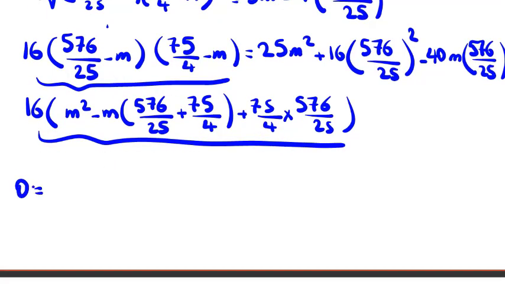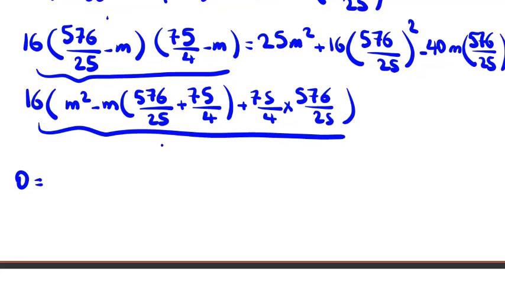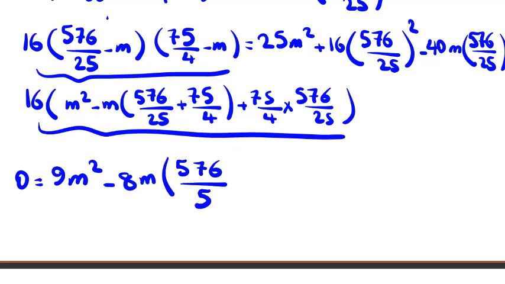I take all things to the right hand side, and then I have the quadratic formula. 25m squared minus 16m squared, which will be 9m squared. Then I have 40m, 16 times something. I can factor out 8m, and then it will be 5 times this, which will be 576 over 5.